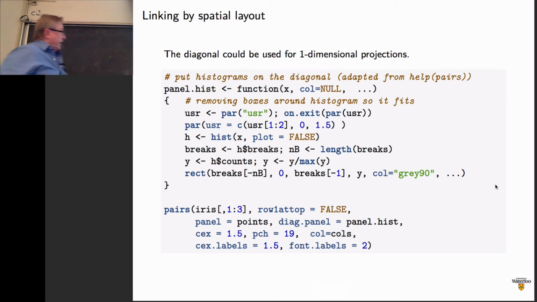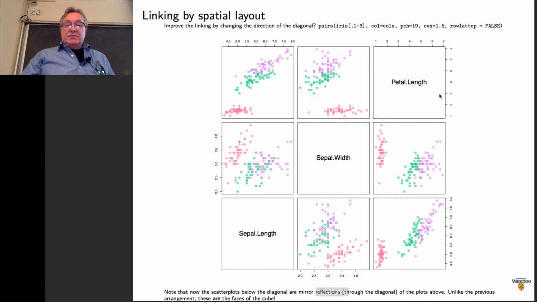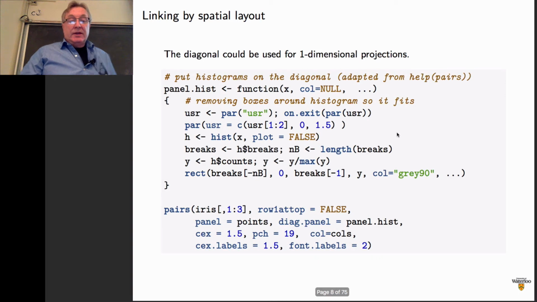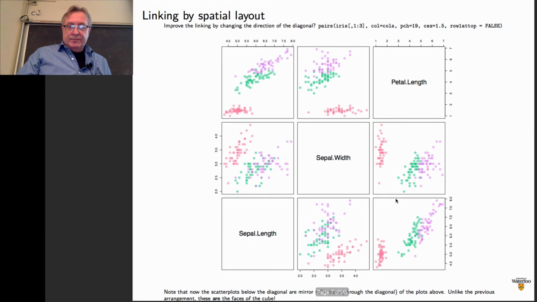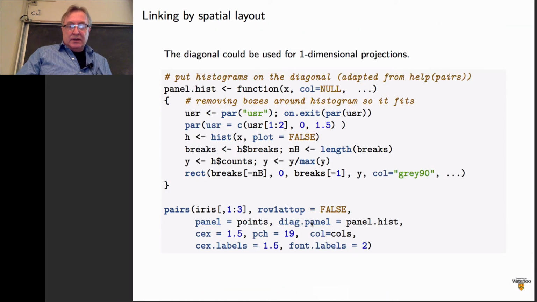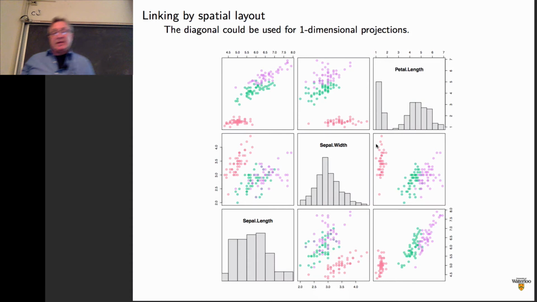Okay. The other thing you can do is on the diagonal, this seems to be wasted, this space here. So you might put one-dimensional information on the diagonal. That's easily enough to accomplish. So with a panel function, you see the diagonal panel here is the panel hist, which is this function that we've written here. What are we going to produce there? And it's going to be a histogram of sorts. So I'm just doing some tidying up so it looks kind of nice. So I can produce that.